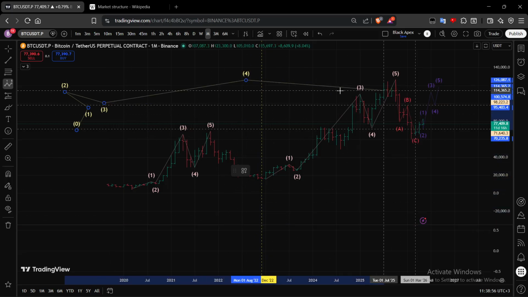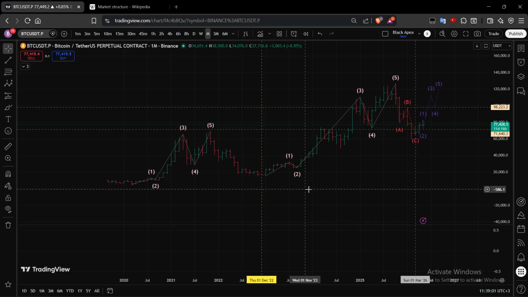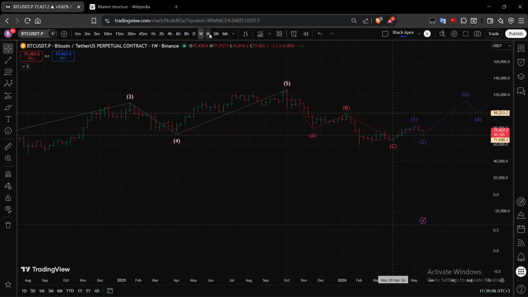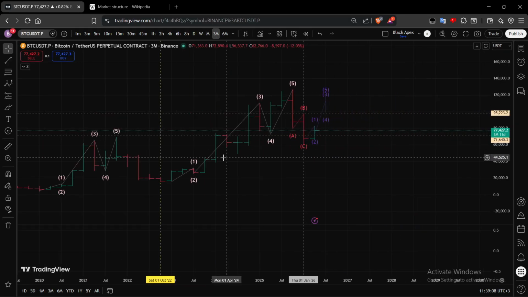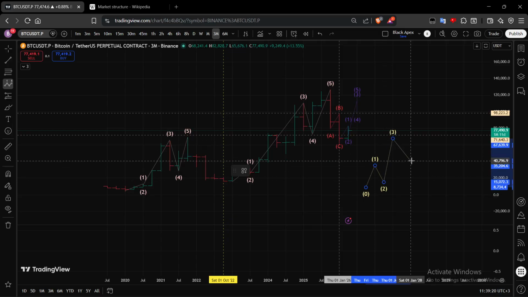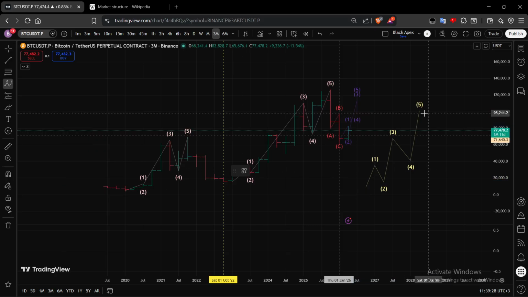Okay, sorry, let me do it. Yeah, we can analyze it. Okay, there it is. So here we have some Elliott wave. Elliott waves are made up of wave one, wave two, wave three, wave four, and wave five. And the corrective wave is made up of A, B, and C, which forms like this: A, B, and C.